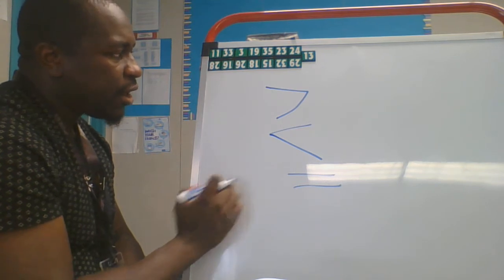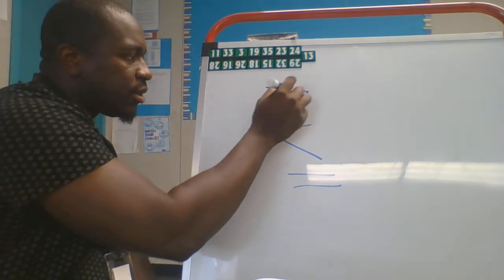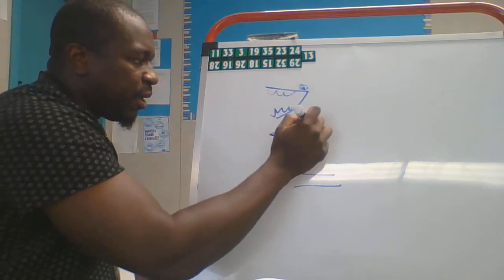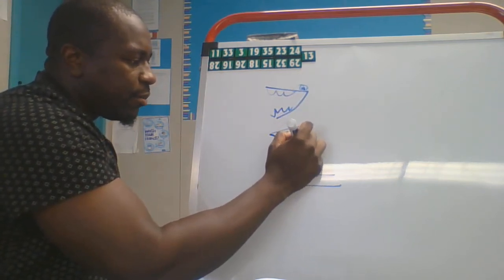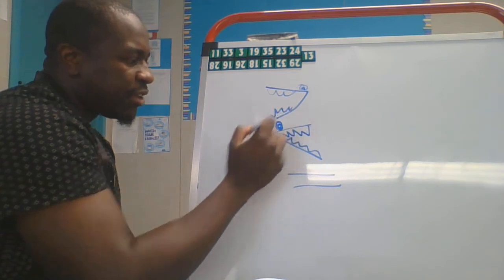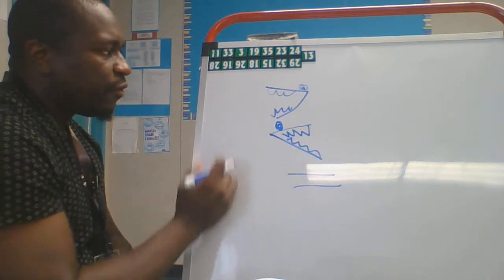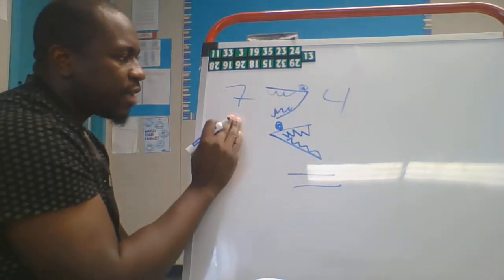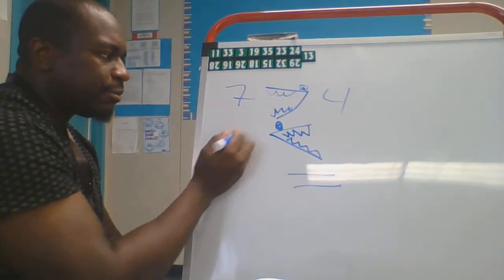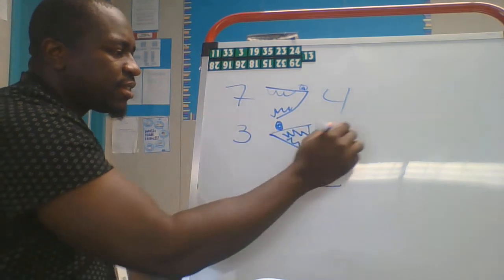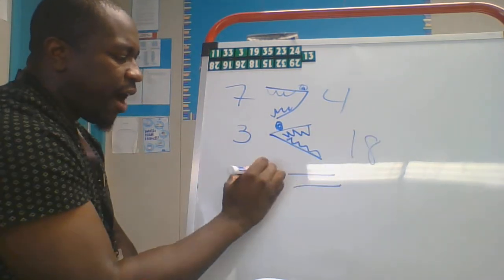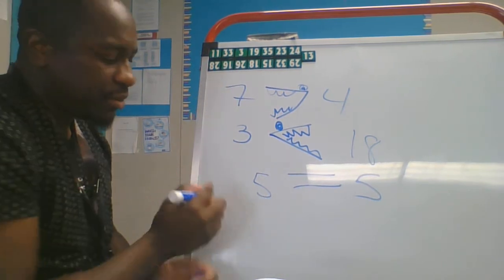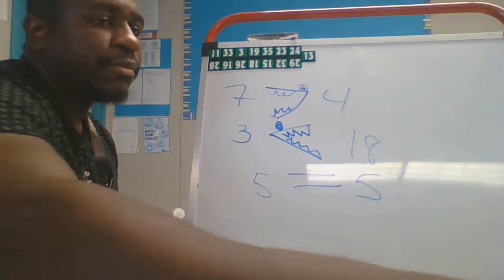And I was always taught it's kind of like an alligator, and their mouth is always going to be pointing towards the bigger number because they're greedy and they want to eat the biggest food, right? So let's say I have 7 and 4. 7 is greater than 4, right? 3 is less than 18. 5 is equal to 5. So that's the concept.